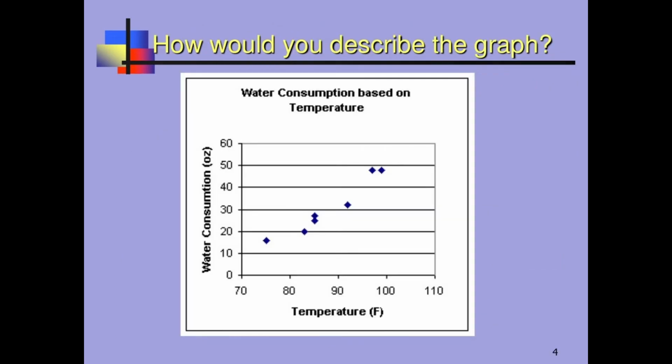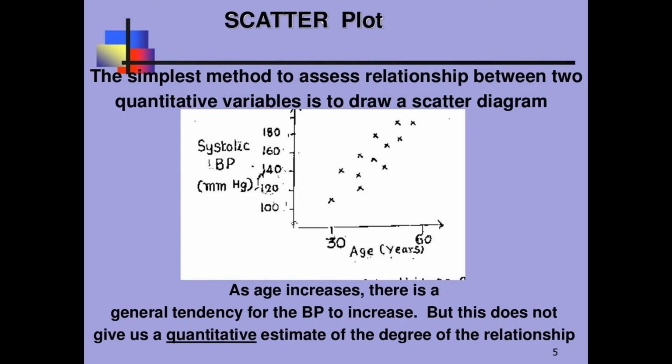How could you describe the graph? This is the water consumption based on the temperature. The simplest method to assess the relationship between two quantitative variables is to draw a scatter diagram. As the age increases, there is a general tendency for the BP to increase, but this does not give us a quantitative estimate for the degree of the relationship.